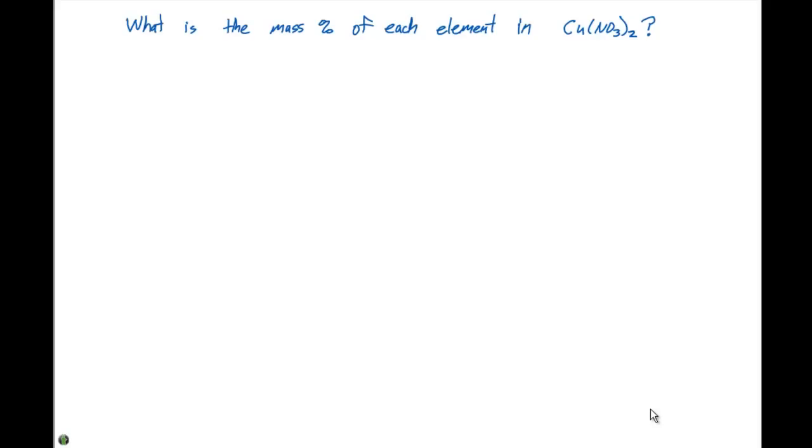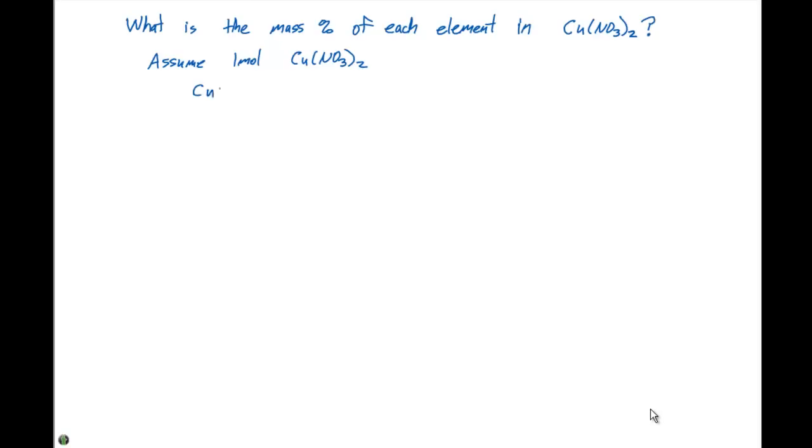So here we're asked, what is the mass percent of each element in copper 2 nitrate, which is Cu(NO3)2? So we've already talked about molecular weights and how to calculate them, and we're going to need the molecular weight to solve this problem. So we're going to assume that we have 1 mole of Cu(NO3)2. So if we have 1 mole, we need to figure out how many grams of each species, or how many grams this mole is going to weigh.